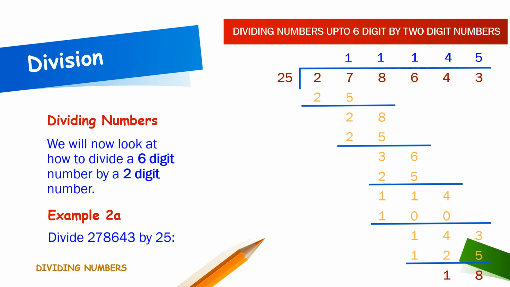So dividing 278,643 by 25 gives us 11,145, which is the quotient in our example. Remainder 18.